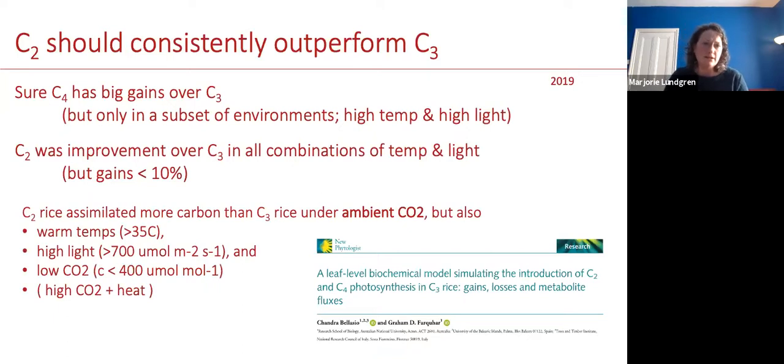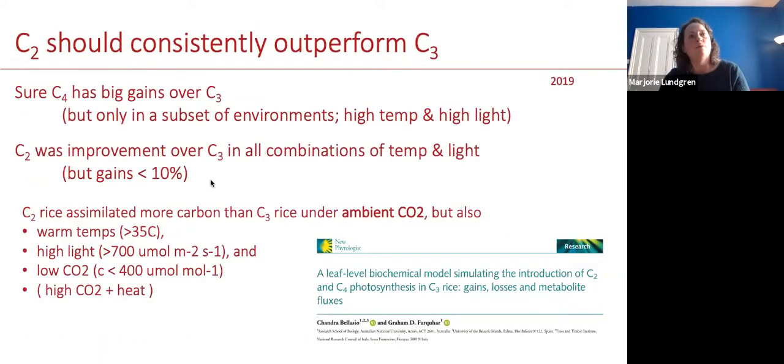So this first bit, this idea that C2 plants should consistently outperform C3, comes from a recent modeling paper from Chandra Blasio and Graham Farquhar. This is 2019. They used a modeling approach and said, okay, if we engineer C2 photosynthesis into rice or C4 photosynthesis into rice, what would we expect? What kind of benefit would we expect from these engineering efforts, and in which environments would we expect the biggest benefit? Without going into detail, they also engineered C2 plus C4 as well, but I'm going to keep it simple. And what they found is maybe unsurprising at first.